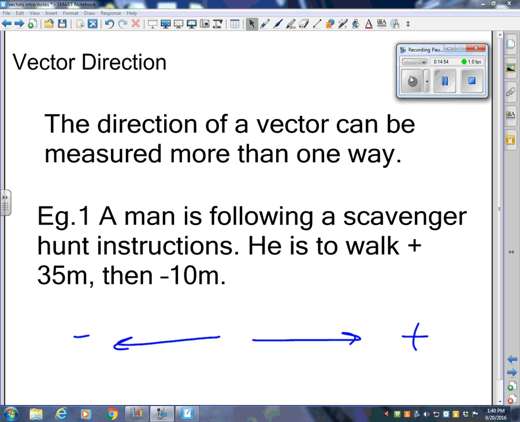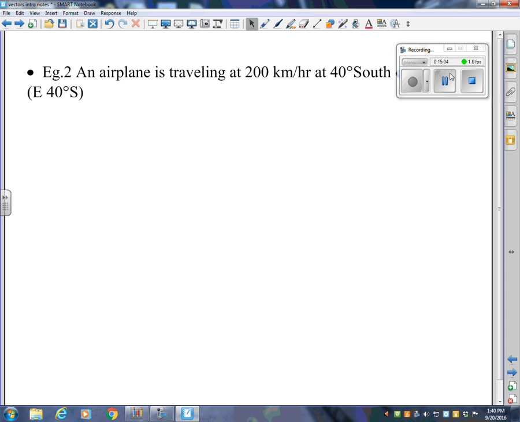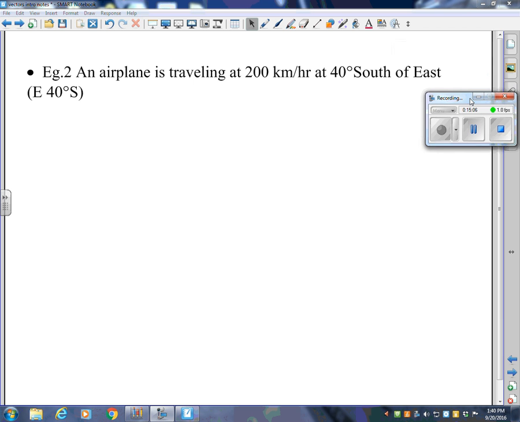That's one way to express direction that you already know, right? I'm just reminding you. To the right, positive, to the left, negative. Okay, there are other more complicated ways. An airplane is traveling at 200 kilometers an hour at 40 degrees south of east.